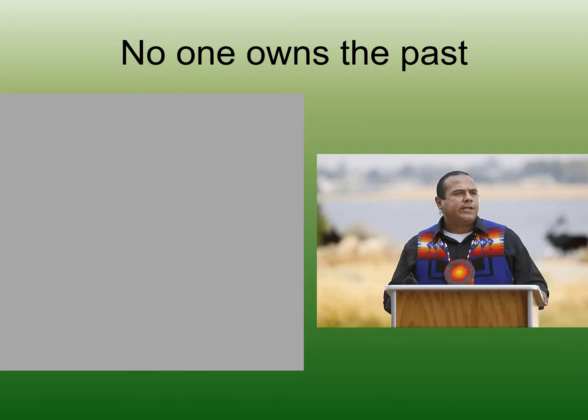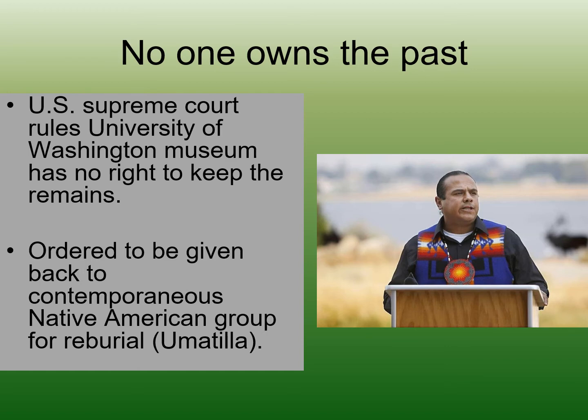But in essence, if we look at the court cases that have come out of this whole debate, we know that the U.S. Supreme Court has already ruled that the University of Washington Museum has no right to keep the remains of the Kennewick Man. So they were ordered to be given back to contemporaneous Native American groups for reburial, a group called the Umatilla, right? So in essence, no one owns the past, right? You don't get exclusivity to the past. We all have to try to work together to deal with these archaeological remains in the most respectful manner, so that we're not alienating groups that still exist today.